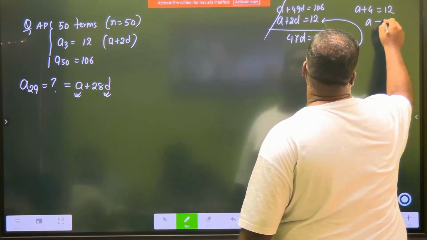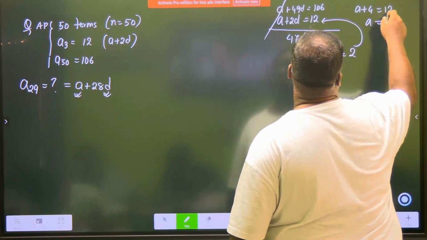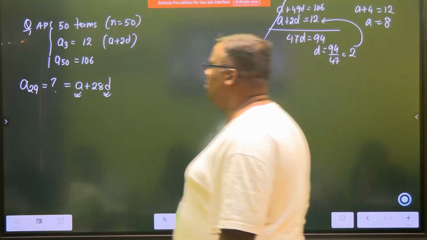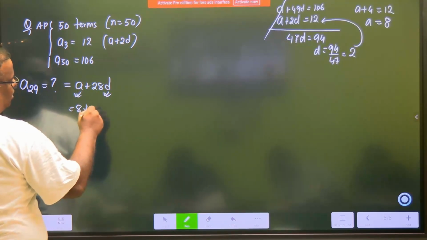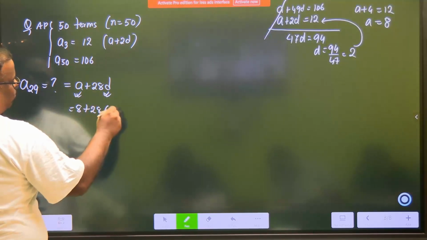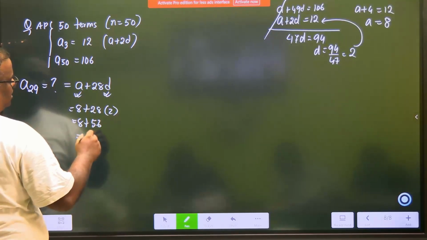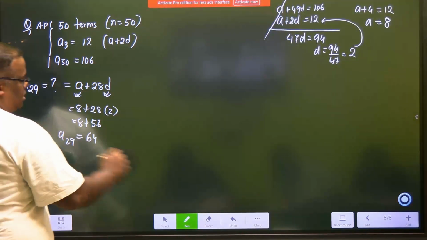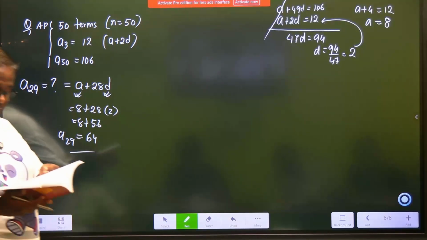So A is equal to how much? Don't say 3. 12 minus 4 is 8. Okay. So now we want to find out this. This is very easy. This will be 8 plus 28 into 2. 28 into 2 is how much? 56. 56 plus 8 is 64. A29 is 64. I think you have understood.